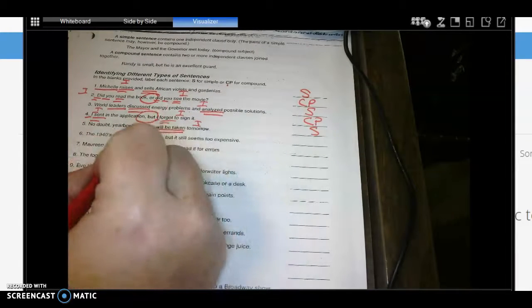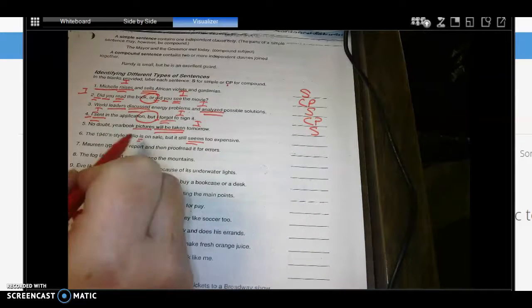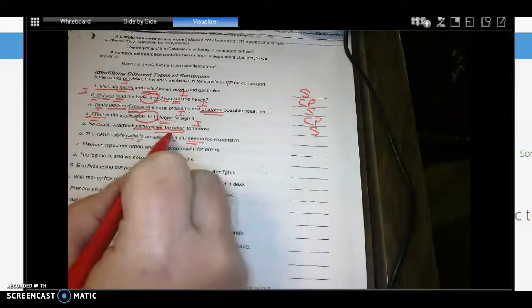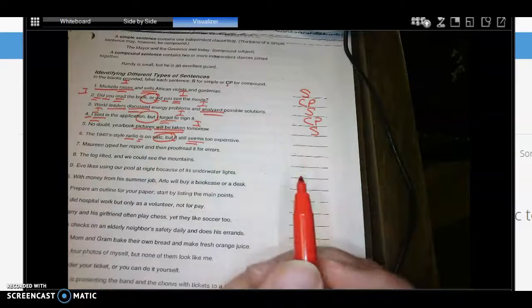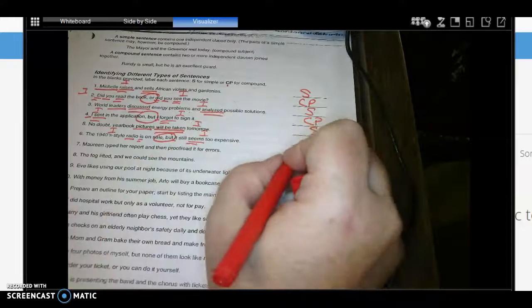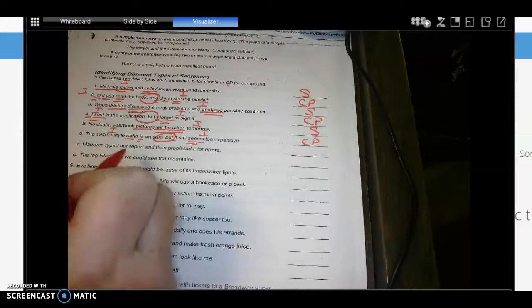All right, let's look at our verb here. I have is and seems. What is? Radio. What seems? It. And notice I have my comma and my conjunction. So in this sentence, I have one independent clause here and one here. This one is compound.